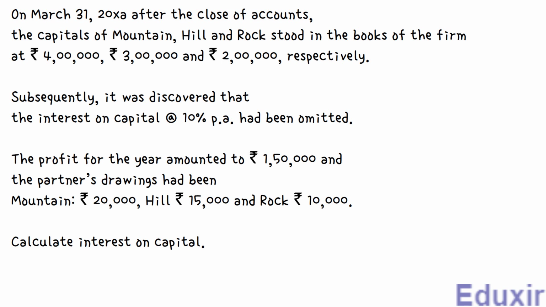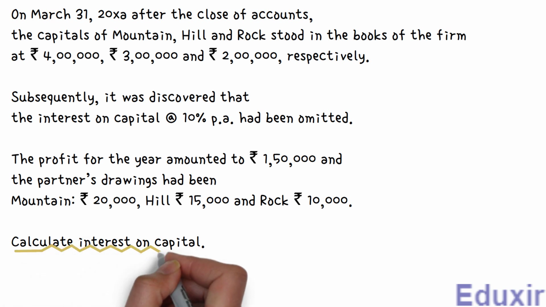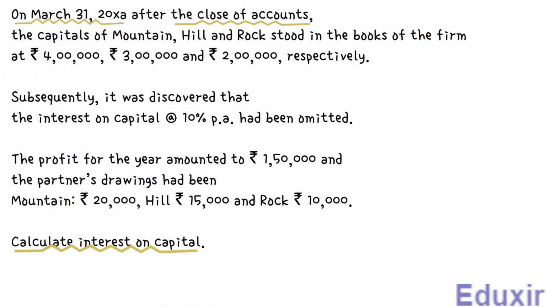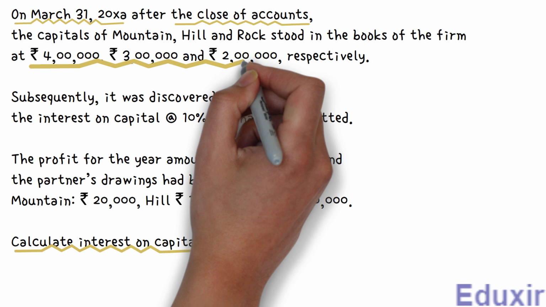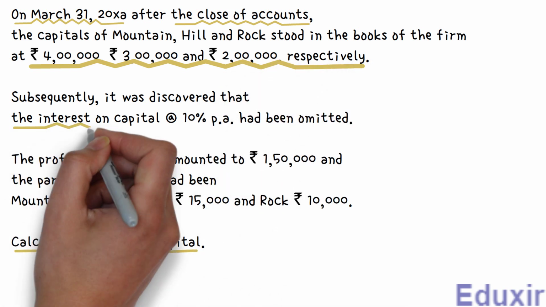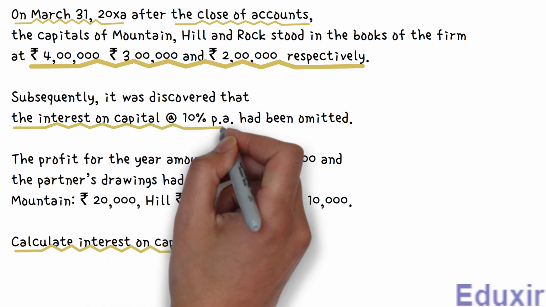So, in this problem, we are asked to calculate the interest on capital. It is also given that the books of the firm are closed on March 31st, 2000 XA, and on that day, the capitals of the three partners are 4 lakh rupees, 3 lakh rupees and 2 lakh rupees respectively. It is also given that the interest on capital is at the rate of 10% per annum.